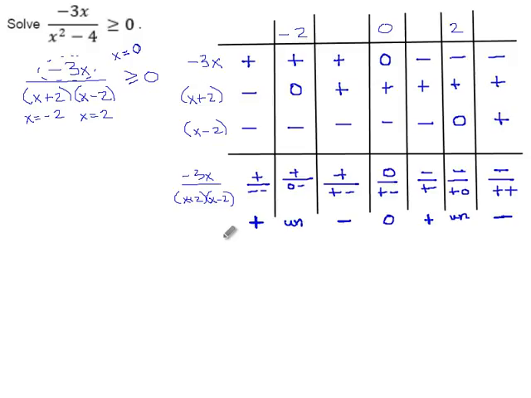Good with all that? Once you have the sign table, it's just a matter of going back to your original inequality, or the factored version of it is just as good, to see which of these things are in our solution. Our solution is everywhere that this thing is greater than 0, meaning positive, or anywhere it's exactly 0. So we're looking for pluses and zeros.